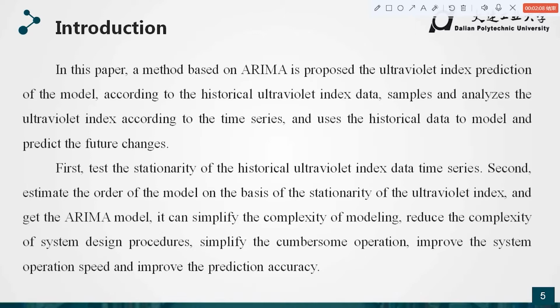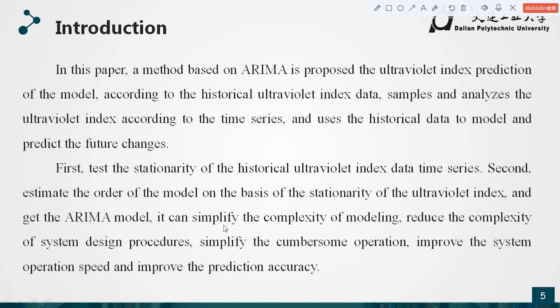In this paper, a method based on ARIMA is proposed for the ultraviolet index prediction of the model. According to the historical ultraviolet index data, we sample and analyze the ultraviolet index as a time series, and use the historical data to model and predict the future changes. First, test the stationarity of the historical ultraviolet index data time series. Second, estimate the order of the model on the basis of the stationarity of the ultraviolet index, and get the ARIMA model.